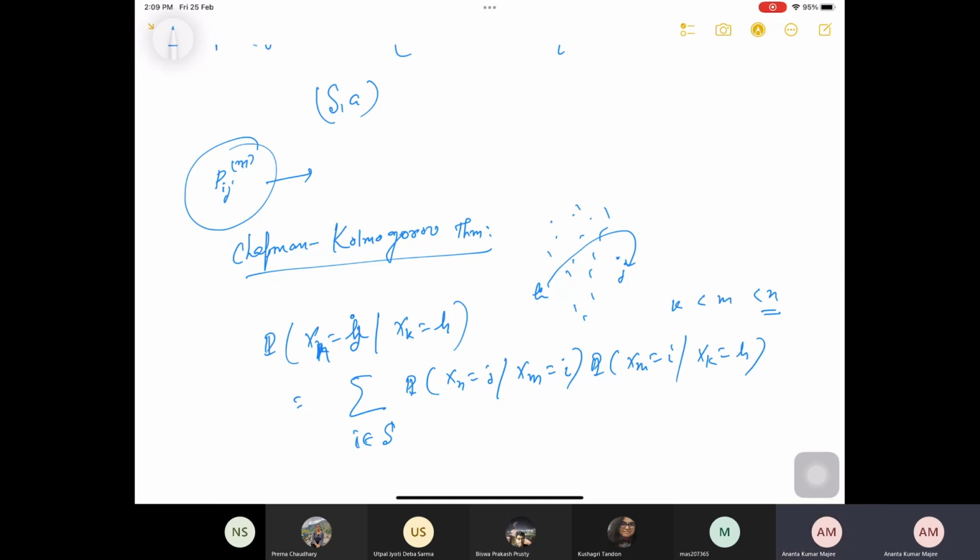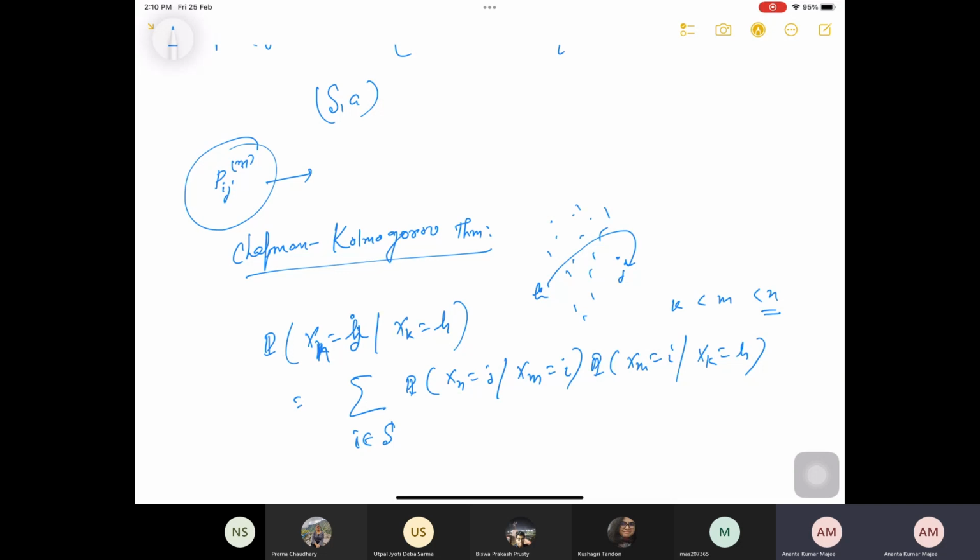Okay, so you start with state h, you want to go to state j. What it says is that in between you can visit all other states, and then you consider the summations. That means kind of the independence is there, and that is the same as the probability of, at time k you are in state h, and you want to reach state j at time n. This is called the Chapman-Kolmogorov theorem or equation.